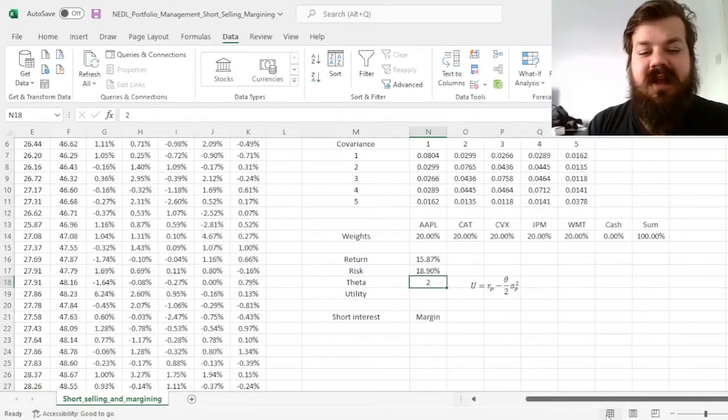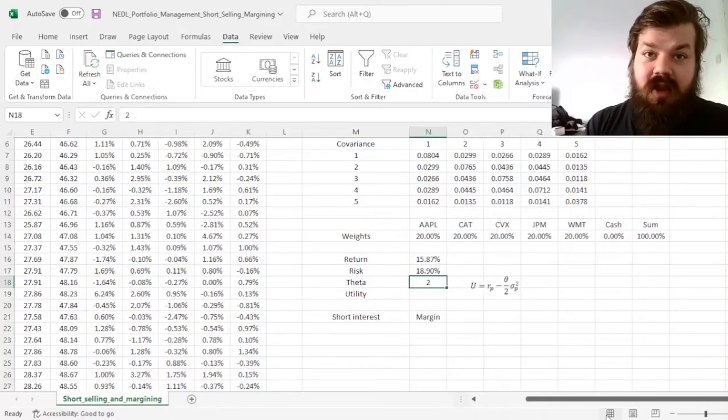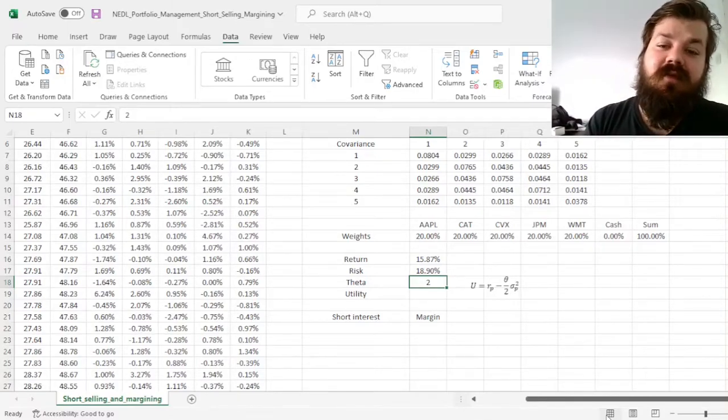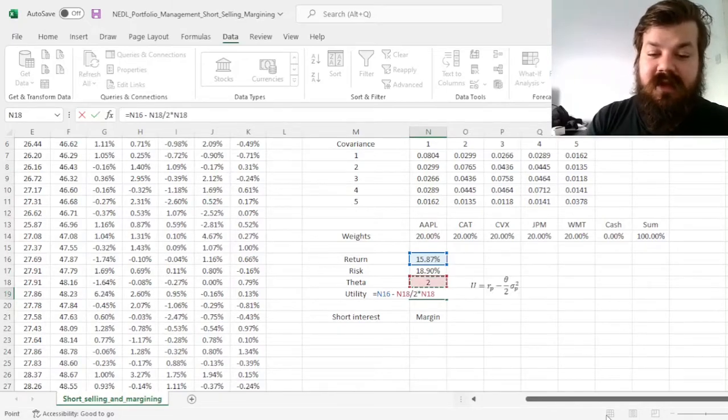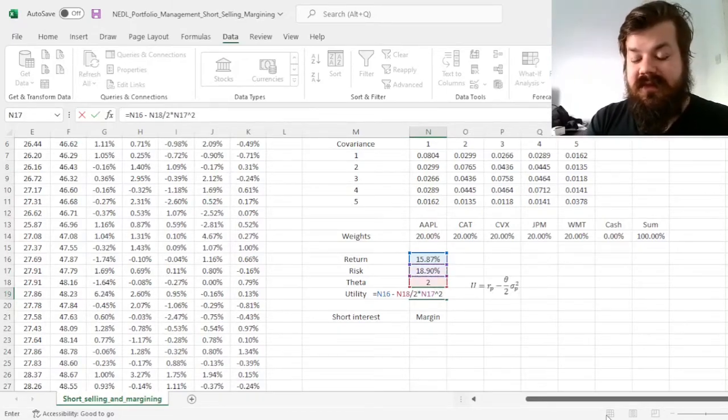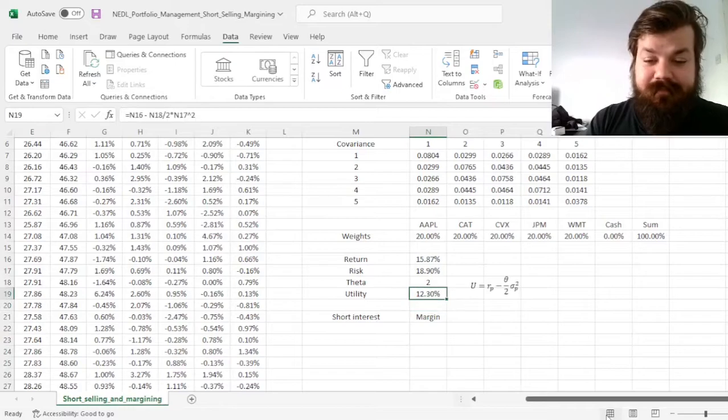Again, this value fluctuates generally between 2 and 4, 2 for the lowest risk aversion investors and 4 for the highest risk aversion investors. And for the utility, we can simply apply this function by subtracting from the return theta divided by 2 times risk squared, as this is variance and we've calculated volatility.